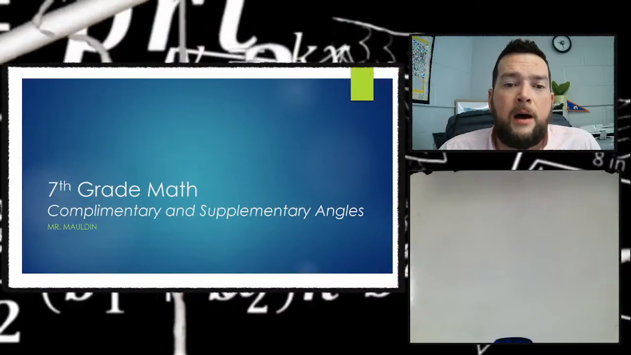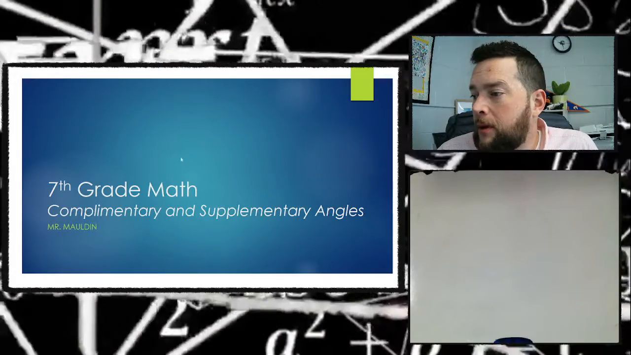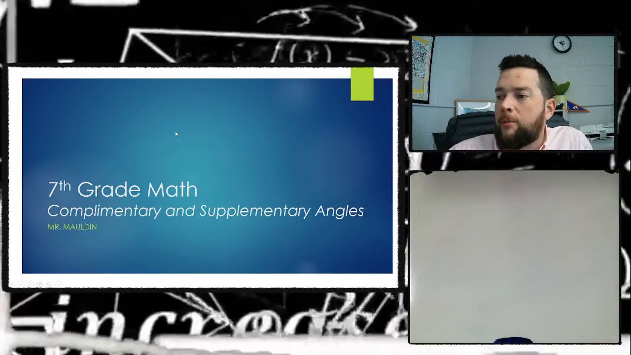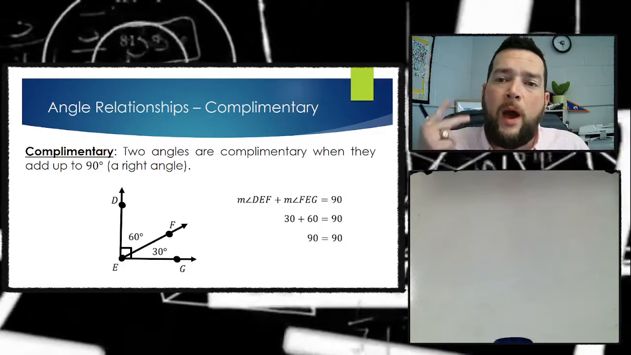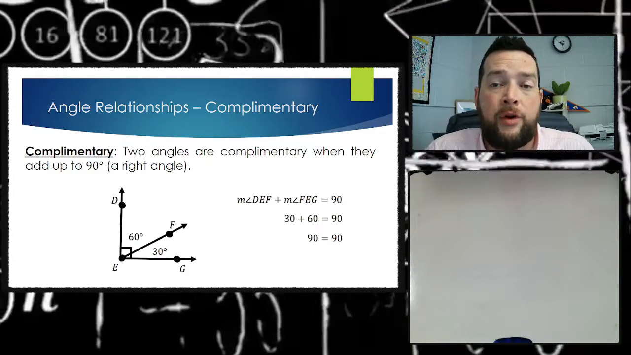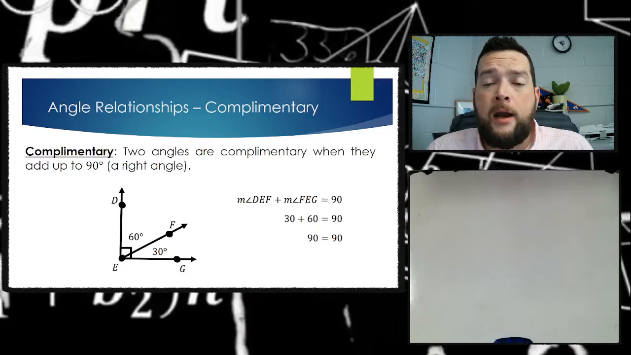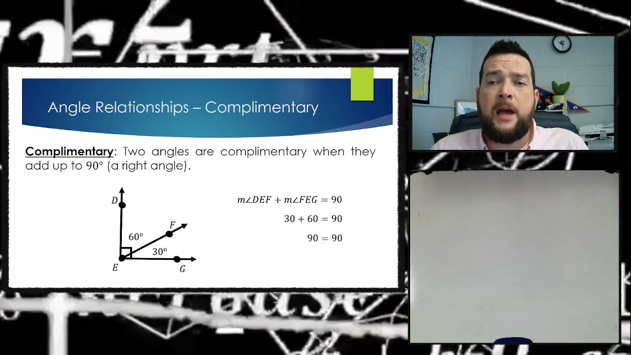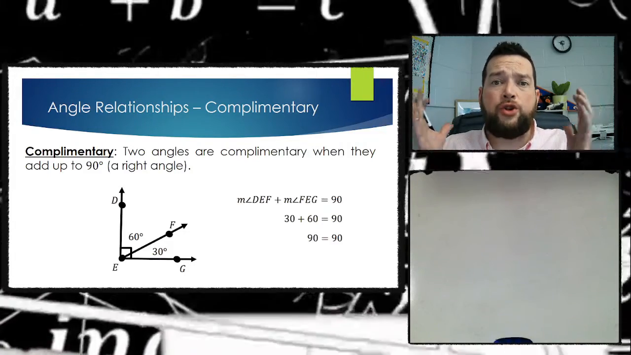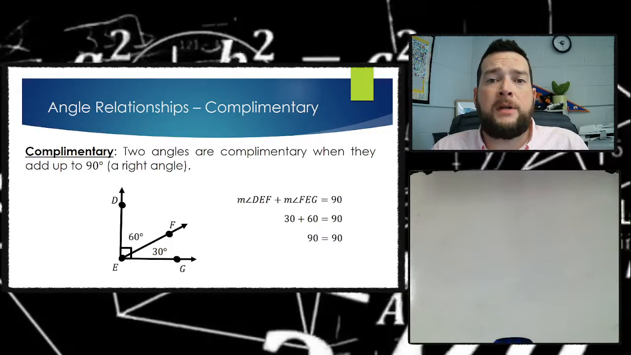Today we are talking about complementary and supplementary angles. So we're just going to jump right into this. Complementary angles are two angles that add up to 90 degrees. So in and of itself, complementary is not really that difficult of a concept. It's just the concept that you have two angles that add up to 90 degrees.